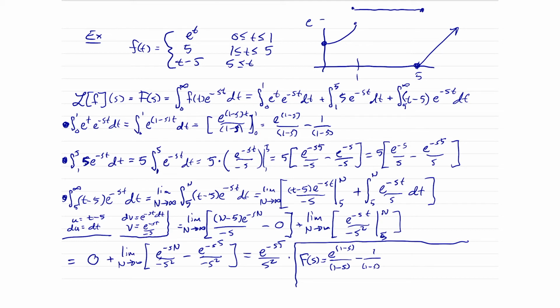Now we need to add the next piece. So we get plus 5 times e to the minus s over s minus e to the minus s times 5 divided by s. And then finally we add the last piece, which is e to the minus s times 5 again divided by s squared. So we could combine these two if we wanted to, but I'm not going to bother.